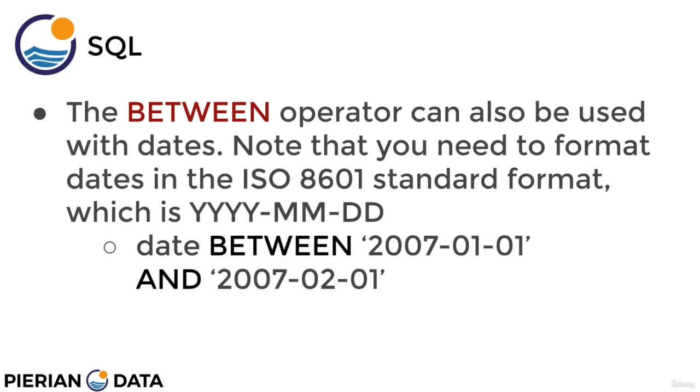Now, the between operator can also be used with dates. You should note that you need to format dates, in this case, in the ISO 8601 standard format, which is essentially just 4 numbers for the year, a dash, then 2 numbers for the month, a dash, and then 2 numbers for the date, or the actual day. So that means it would look something like, where is the date between, and then as a string with single quotes in that particular format, YYYY-MM-DD, and then the other date.